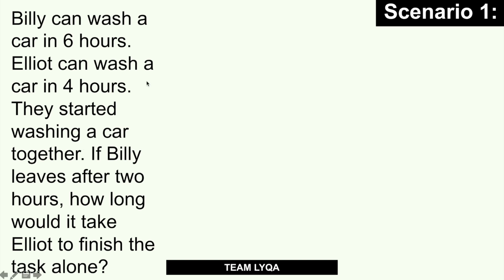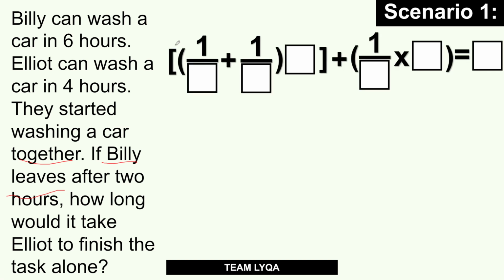And then sabi, if Billy leaves after 2 hours, so ang nangyari, first together and then Billy leaves. Dalawa yung nangyari sa sitwasyon. After 2 hours and wash it together, how long would it take Elliot to finish the task alone? So, ang formula natin would look like this. Bakit? Ito yung when they are working together. And then, anong nangyari next? Umalis si Billy. So, mangyayari ngayon would be Elliot by himself. So, dalawa yung sitwasyon natin. Una together and then alone si Elliot.